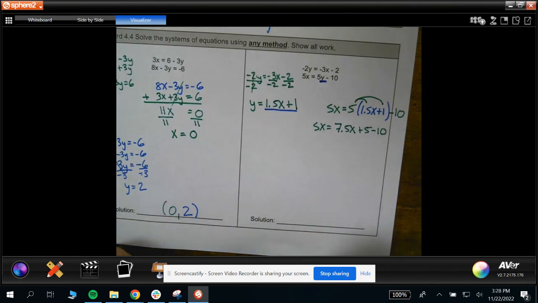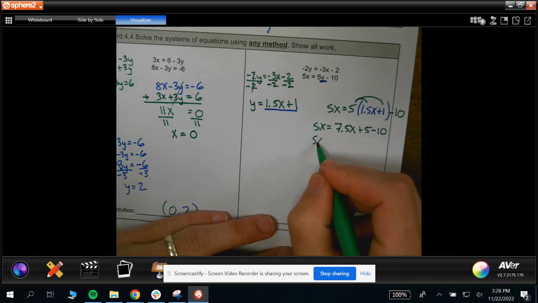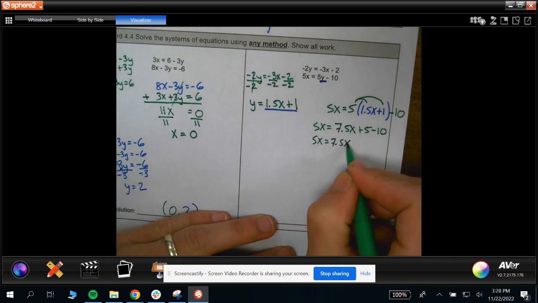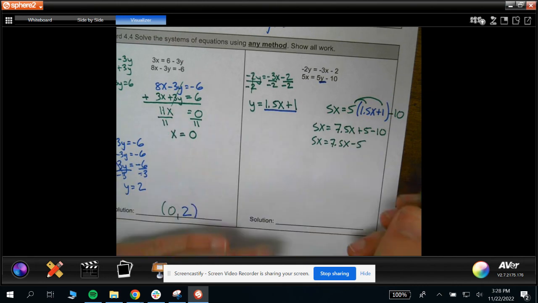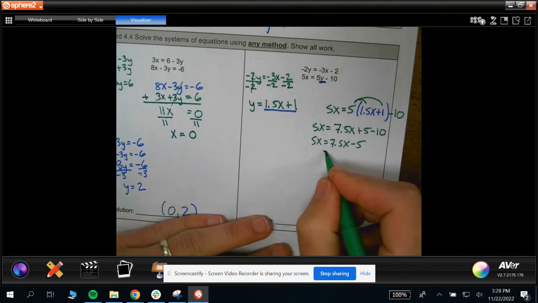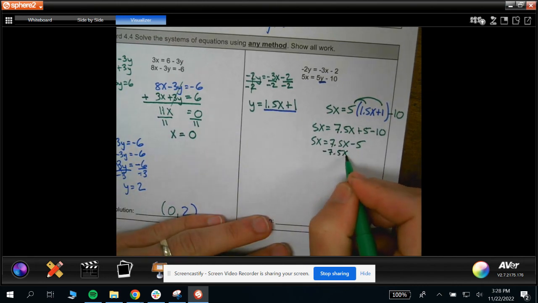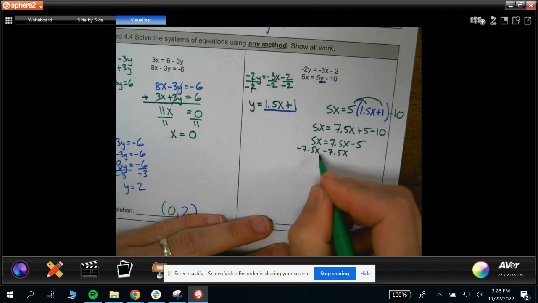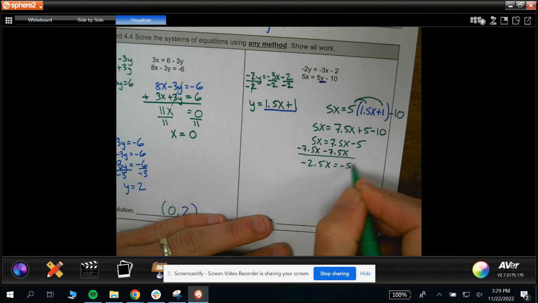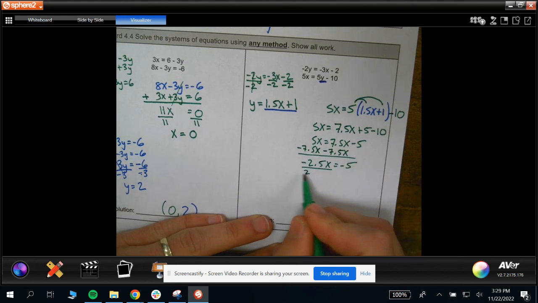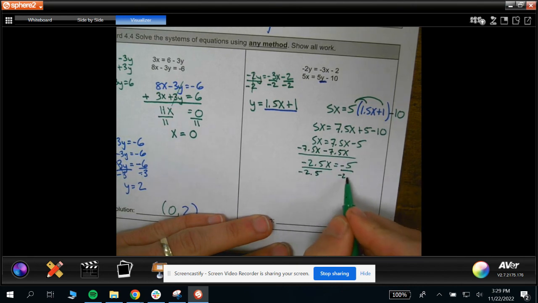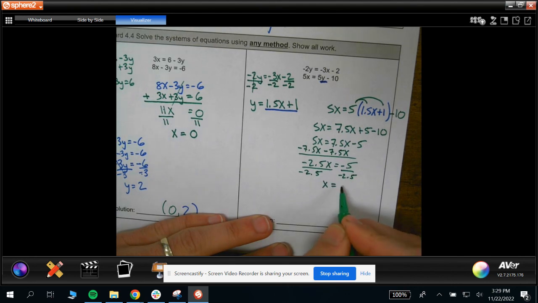All right, well, let's simplify here. We got 5x equals 7.5x. 5 minus 10 is minus 5. I'm going to get all my x's on one side of the equation, so I'm going to cancel out the 7.5x. Subtract it on both sides to get negative 2.5x equals negative 5. Divide by negative 2.5 to undo the multiplication, and you see x equals 2.